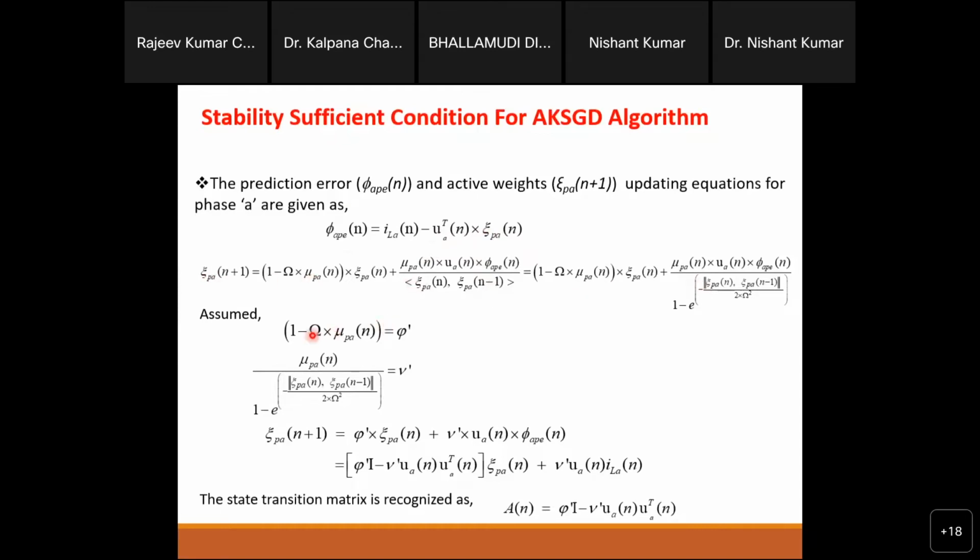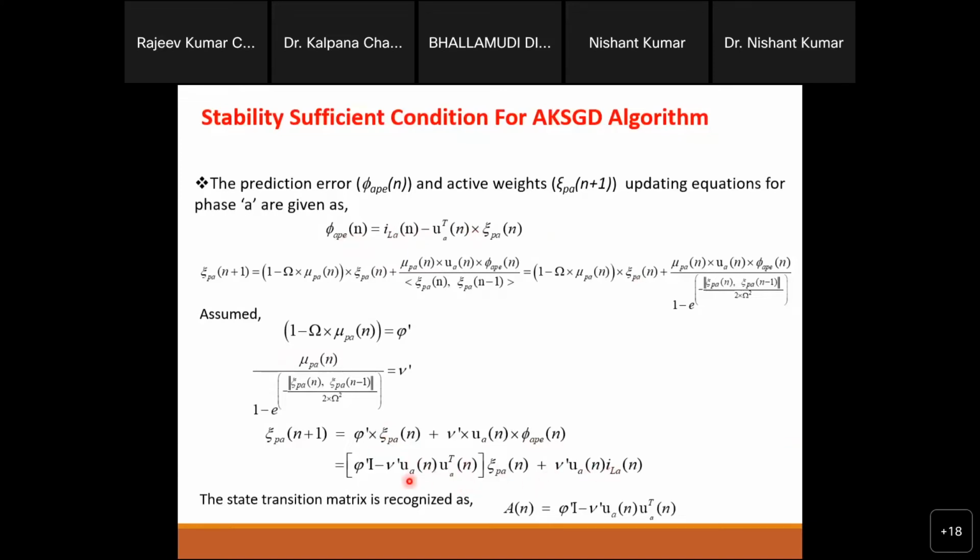A few portions I have taken as a constant. For example, this calculation I have shown like this one, phi dash, and then you will see the nu dash like that. So we can reframe this equation and write it this way, right? And here is zeta PA, right? In the place of zeta PA, we can take this one and place it here, and again you will see this is the final equation.